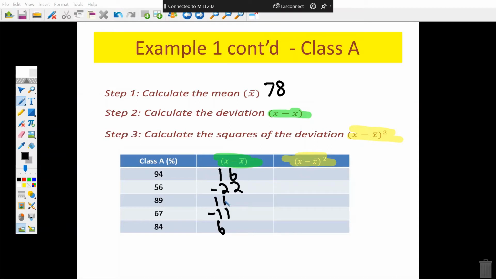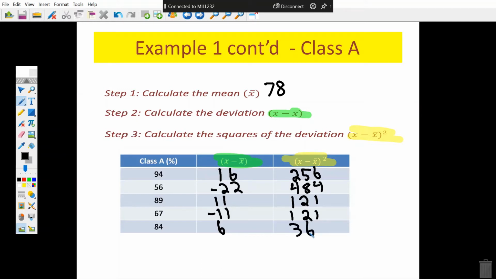So 16 squared is 256. Negative 22 squared, remember negative 22 times negative 22 is going to be positive. So that'll be positive 484. 11 squared is 121. Negative 11 squared is positive 121. And 6 squared is 36.